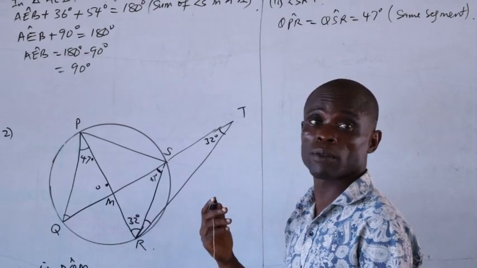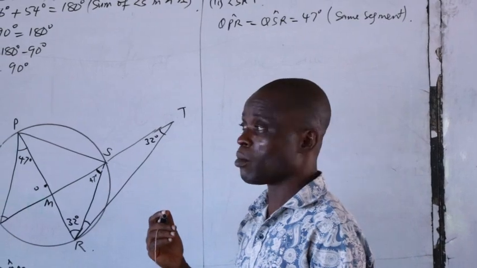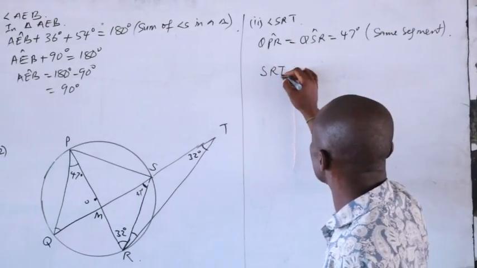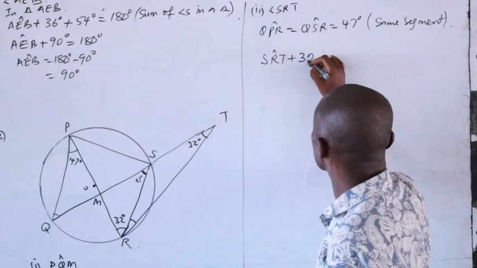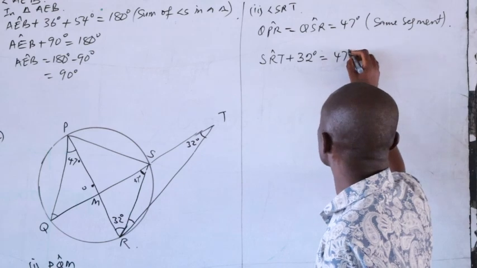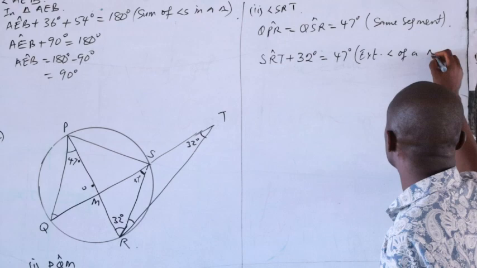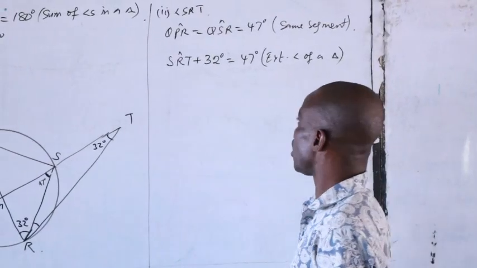Any question? Okay, you are blocking the figure. SRT plus this 32 is equal to 47. Reason: exterior angle of a triangle.